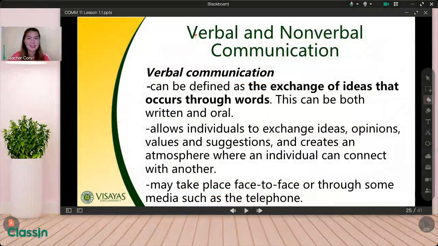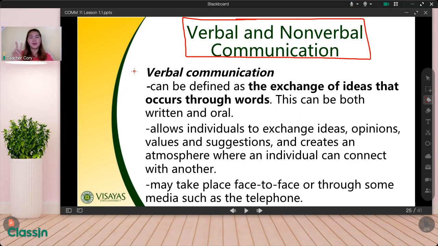Okay, next, let's proceed to verbal and nonverbal communication. Here, there are two forms of communication. First is verbal. This is when there's an exchange of ideas that occurs through words.